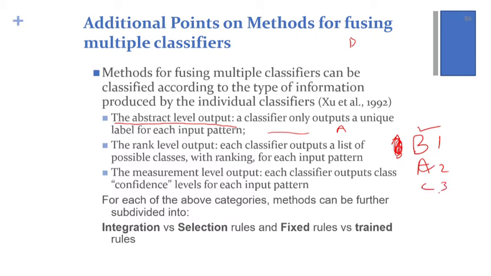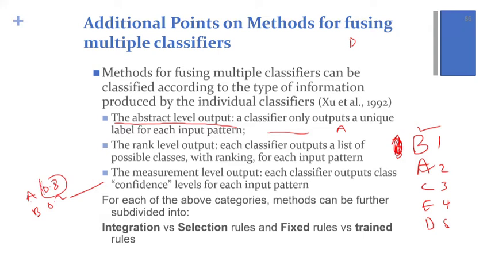Maybe C is the third choice, and class E is the fourth choice, and then D will be the fifth choice, like that. This is called rank level output. And for measurement level output, each classifier outputs a class confidence level for each pattern. So for this one, rather than just giving us a ranking of which class, it will say, no, for class A, my probability is 0.8. For B, my probability is 0.2, like that. It gives a kind of confidence. This is how confident I am that A is the correct answer.